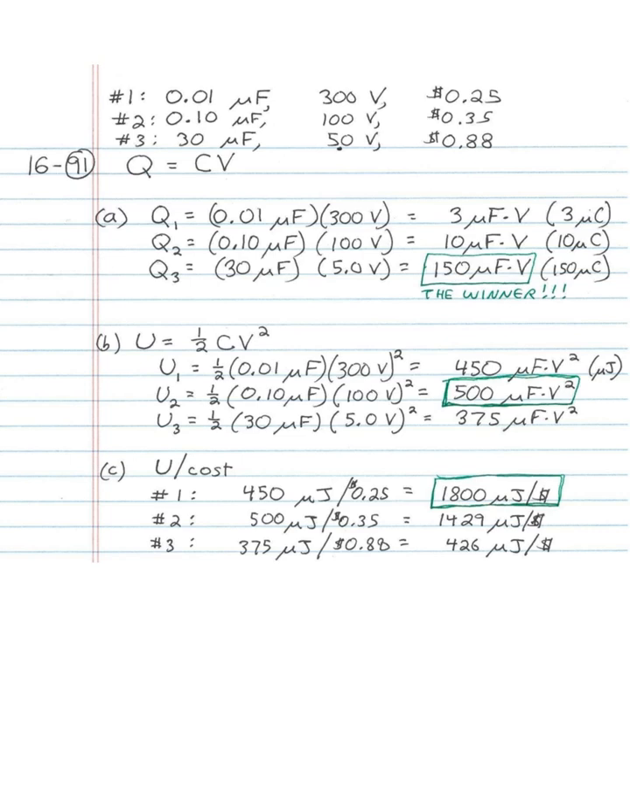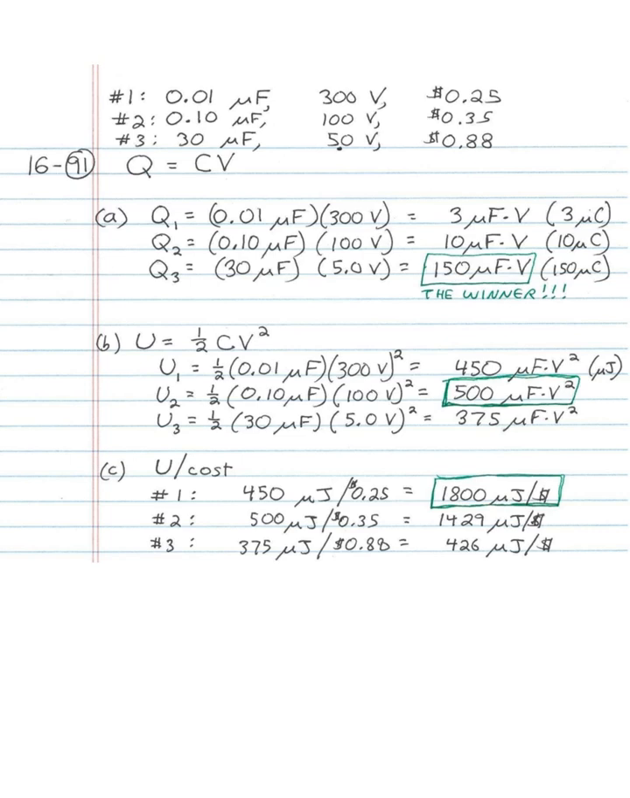Number 91. A 0.01 microfarad 300 volt capacitor costs 25 cents. A 0.1 microfarad 100 volt capacitor costs 35 cents. And a 30 microfarad 5 volt capacitor costs 88 cents. And it asks in parts A, B, and C a different competition between the three. Part A asks which one can store the most charge, B, which can store the most energy, and C, which is the most effective as an energy storage device in terms of energy stored per unit cost.